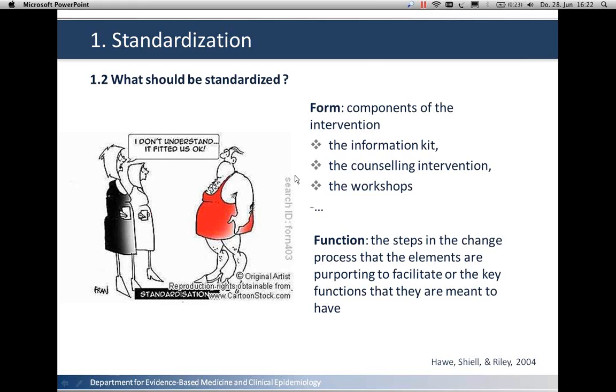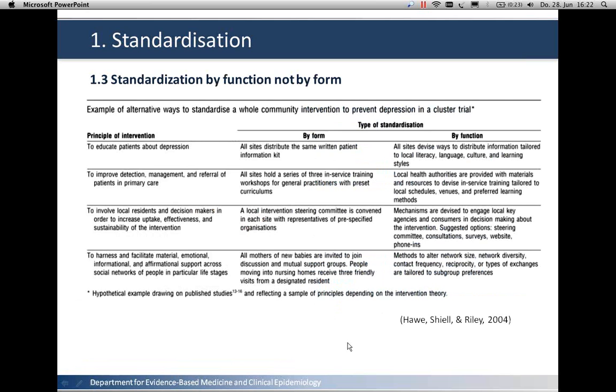To make it clearer, I bring an example out of the literature, where they have an example of alternative ways to standardize a whole community intervention to prevent depression in a cluster trial. And here you see the principle of the intervention on the left side, and I just go on the first row. Here we have to educate patients about depression. When I standardize it by form, all sites distribute the same written patient information kit. When I go by function, all sites devise ways to distribute information tailored to local literacy, language, culture, and learning styles.